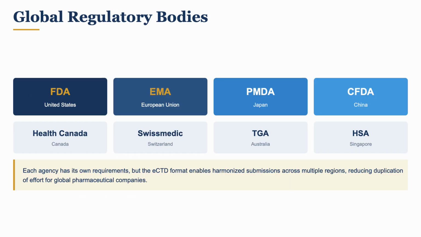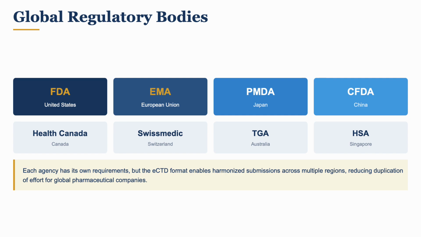This slide shows the major regulatory agencies around the world. You'll notice that while there are many agencies, they don't all have identical requirements. The FDA in the United States, EMA in Europe, PMDA in Japan, and CFDA in China are among the largest and most influential. But there are many others: Health Canada, Swissmedic in Switzerland, TGA in Australia, HSA in Singapore. Each agency has its own requirements, timelines, and processes. This is precisely why harmonization efforts like the eCTD are so valuable.